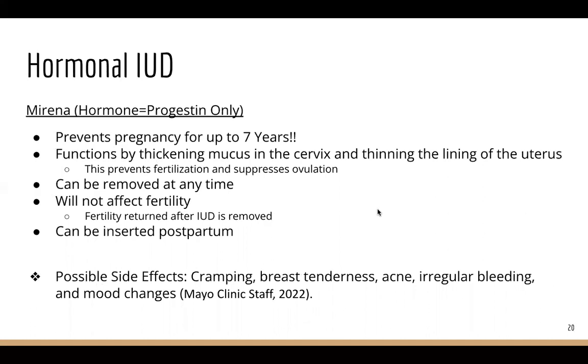Hormonal IUDs include Mirena, and it includes hormone, which is only progestin. It prevents pregnancy for up to 7 years, and it functions by thickening mucus in the cervix and thinning the lining of the uterus, similar to copper IUDs. And similarly, it can be removed at any time and will not affect fertility and can also be inserted postpartum. Possible side effects of hormonal IUDs include cramping, breast tenderness, acne, irregular bleeding, and mood changes.